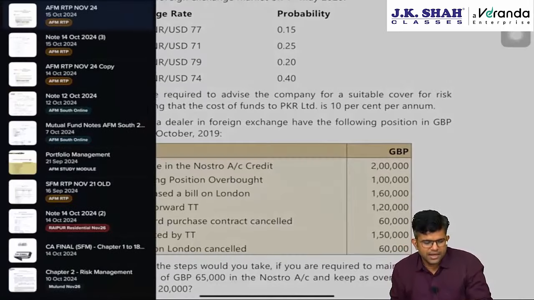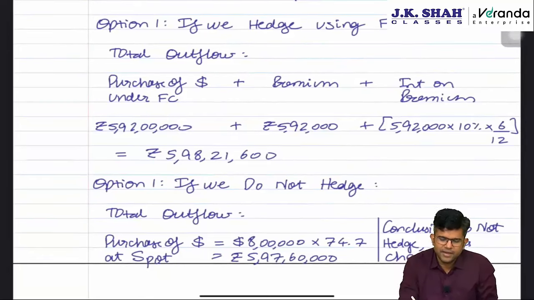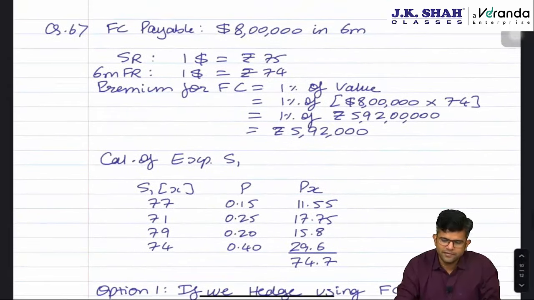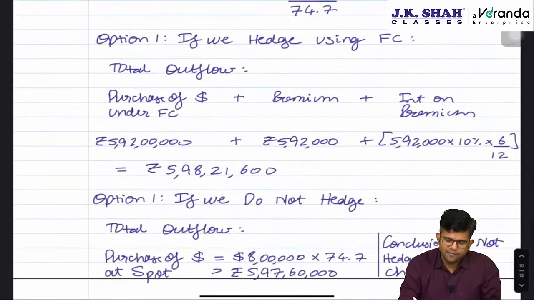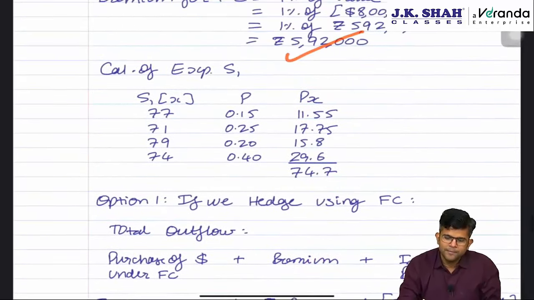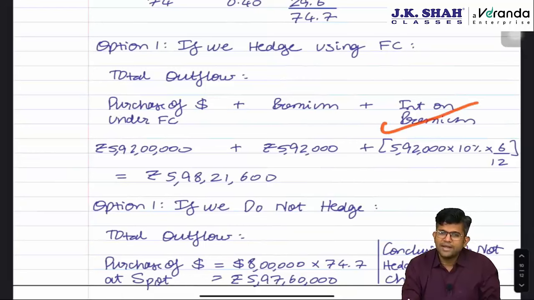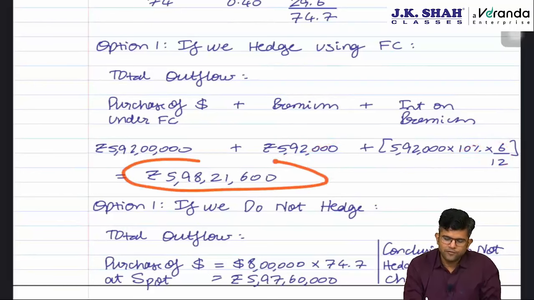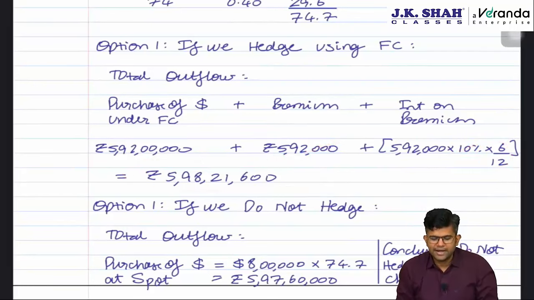So students, in my notes I've done like that if we hedge using forward cover, my total outflow will be purchase of dollar under forward cover. This number we have already calculated. Apart from that, premium we have to pay today, 5,92,000, already calculated. And on that premium I am also adding the interest for time value of money calculation, 592 into 10% for 6 months. So my total outflow comes to 5,98,21,600.